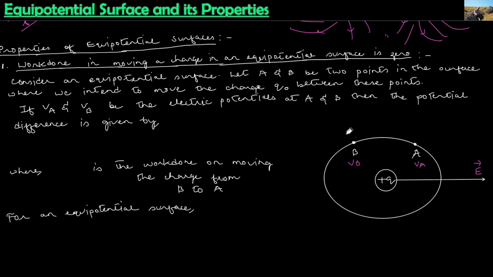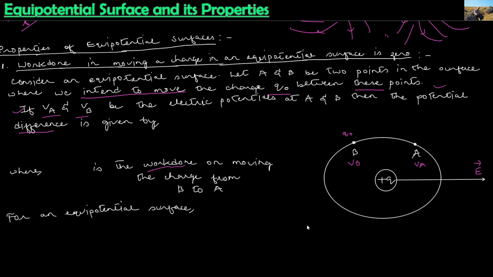Now, suppose I take a charge Q0, and let that charge Q0 be located at point B. If I intend to move this charge Q0 between these 2 points, what do I have to do? I have to apply a certain amount of work. Which means in this case that if VA and VB are the electric potentials, then if you are comparing between these 2 points A and B, there will be a potential difference.